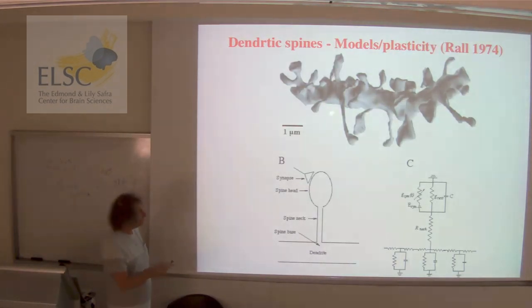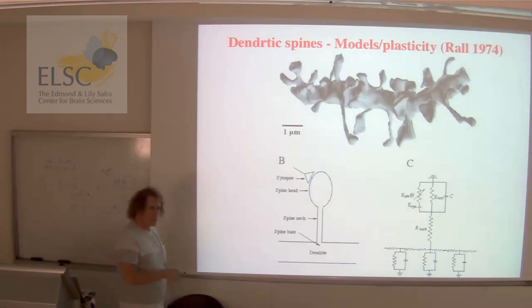Now, this is from electron microscopy, a reconstruction under electron microscopy. Of course, you can see the spines in a light microscope, but if you really want to see the synapse sitting here, you have to section it with EM and reconstruct it.